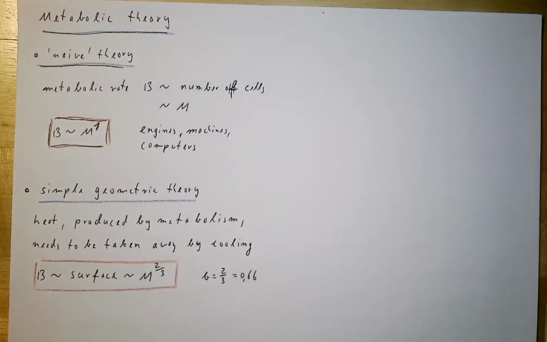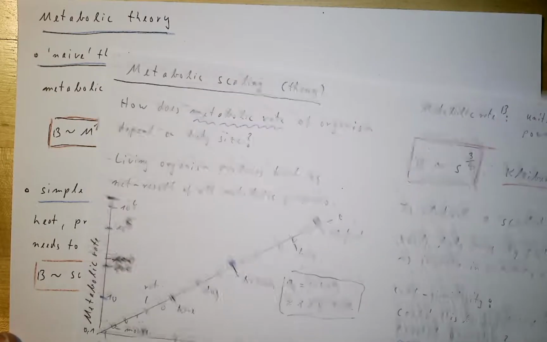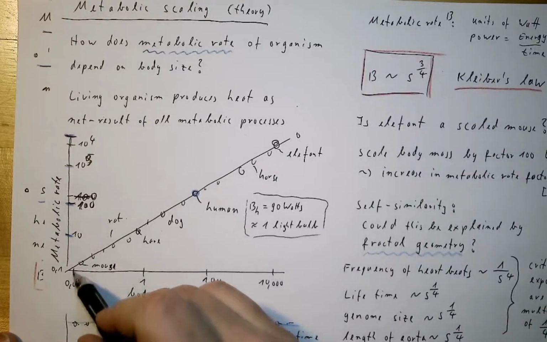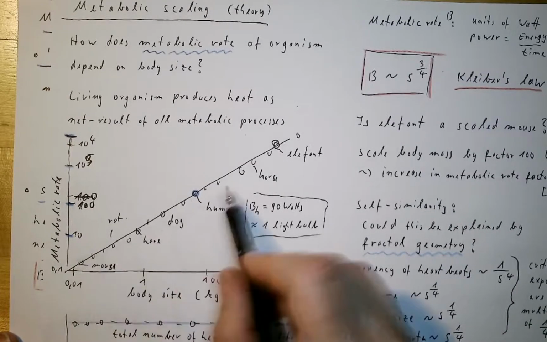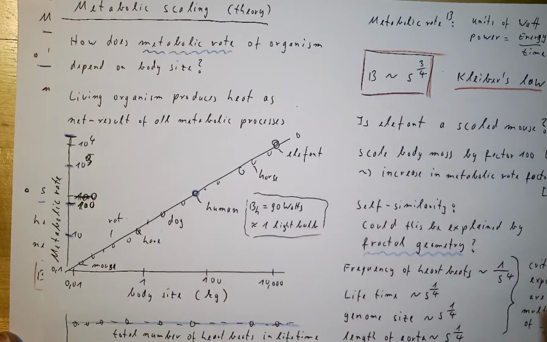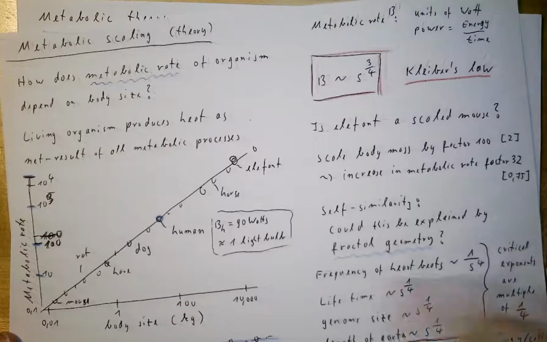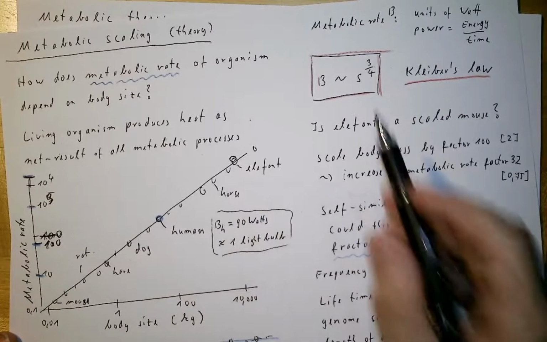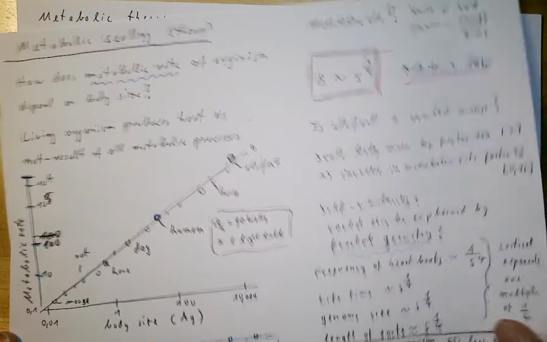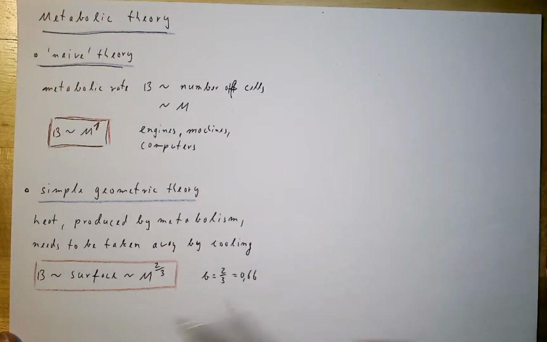And the data is too precise that this could be just a mistake. Even though there are some claims, there are some animals and organisms where we have such a scaling with 2/3, but the general observation is that we have this exponent 3/4. So the simple surface cooling would not be the correct answer.